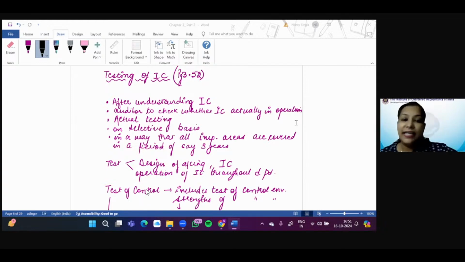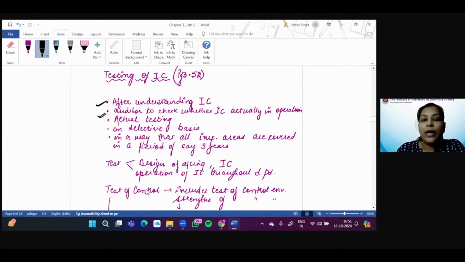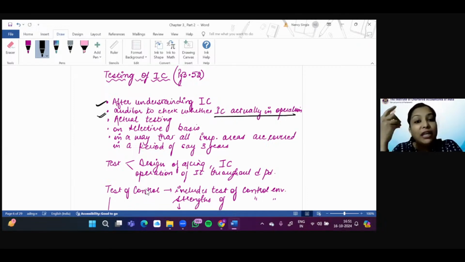So, testing of internal control. This is basically whatever we have done, like what all procedures the auditor can perform and whether he'll be checking all internal controls all the time. These are the topics given in this topic on page number 3.52. See, after understanding the internal control, the auditor will check whether the IC is actually in operation. Till now we have done what? Evaluation. So whether it is actually in operation or not.